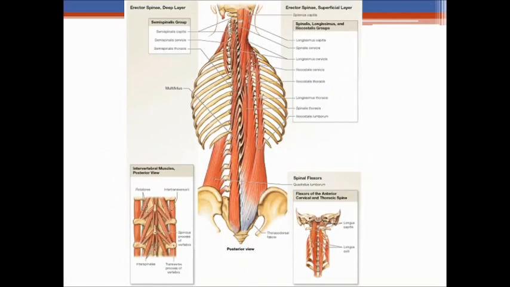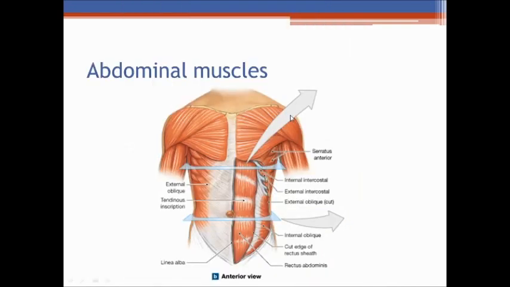These are your muscles of your back. They're all considered erector spinae because they're your postural muscles. They help keep you erect or straight. The main ones are iliocostalis, longissimus, and spinalis. Your abdominal muscles, you have your obliques, your internal and external obliques. You have your rectus abdominis, which has these planes of fascia in between that give you your six-pack.